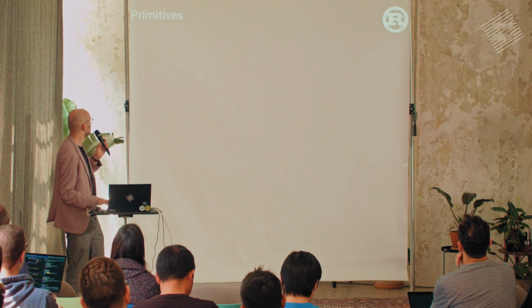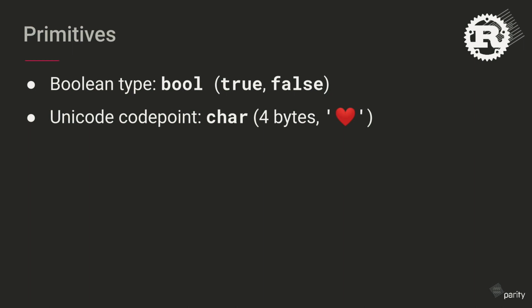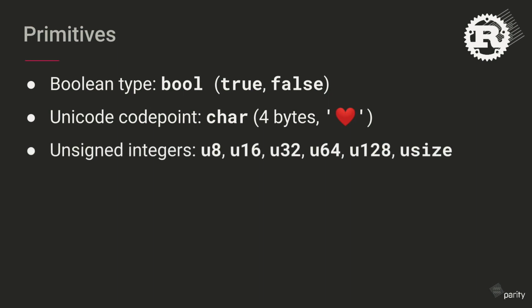Okay, primitives. Primitives are fun. So there's a Boolean, obviously. There's a char, which is the Unicode code point. That's 4 bytes, used for some things. There are unsigned integers, and there's multiple of them. They all follow the same pattern in the naming. So there's U8, which is the smallest one, which is a byte, 8 bits. And then there's the largest one recently added, which is U128, so 128 bits.